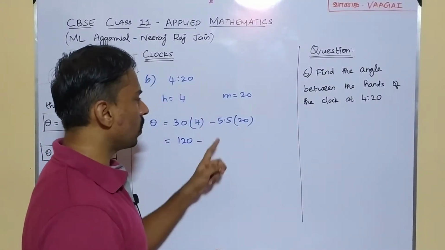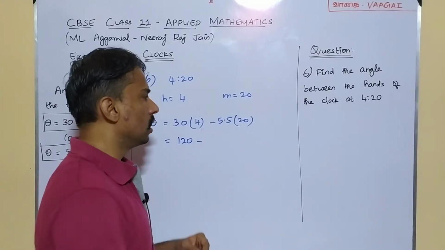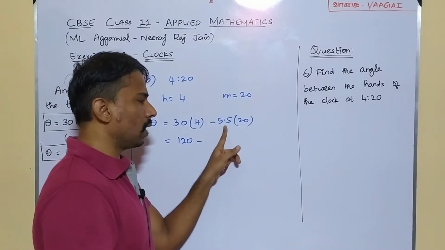This you have to do. What will be 5.5 into 20? How easily can you do this? The answer is going to be very simple. Just take this 5.5 into 20.